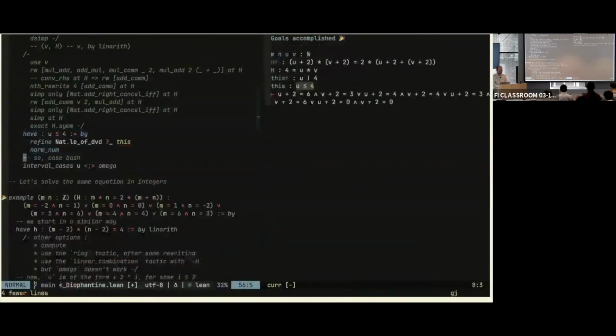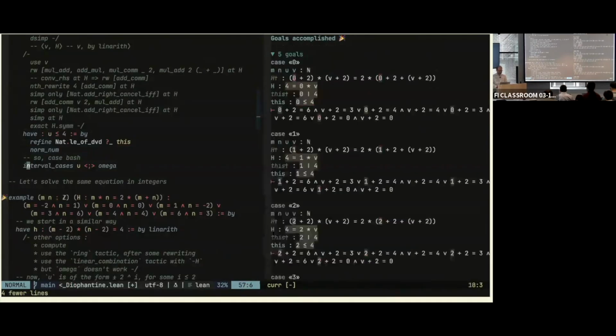Okay, so now we have u is smaller than 4, and then there is this other tactic, interval cases, that says, you know that u is smaller than 4, so it must be 0, 1, 2, 3, or 4. And then in each of those cases, apply omega.